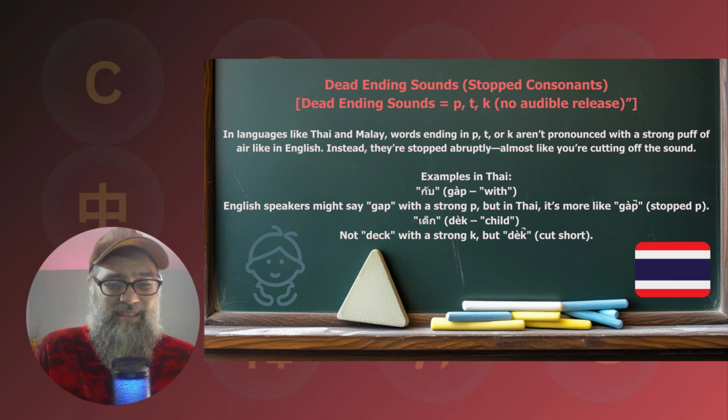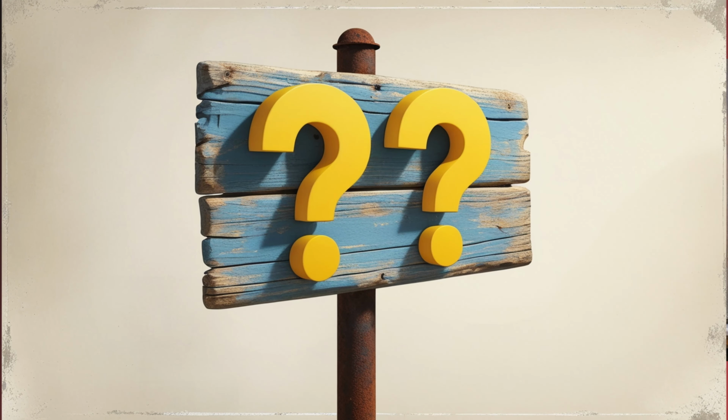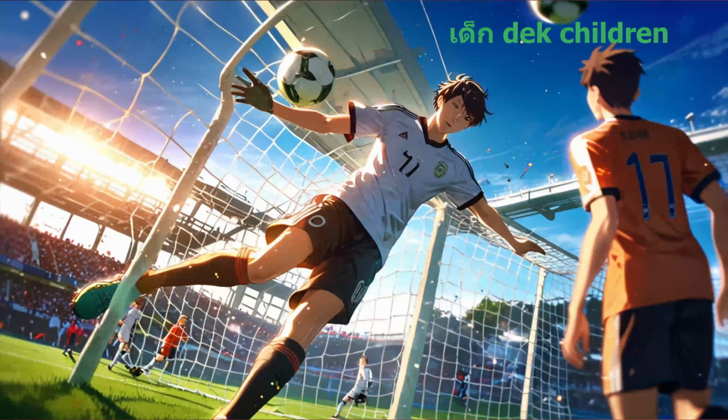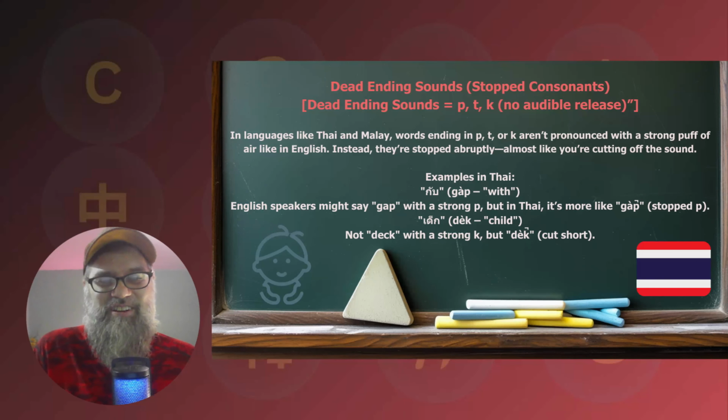For instance, the word gap, it means with. And you might want to say gap with a strong P, like in English, but that would be wrong. And Thai people will look at you and say, mai kao jai, I don't understand, because you made a very big mistake. It's not gap with a strong P. You swallow the P sound. You barely hear it. And that would be the same for, say, dek. Dek means child. It's not a strong K. It's a very short K. You can barely hear it. Same like mak. Mak means a lot of something.